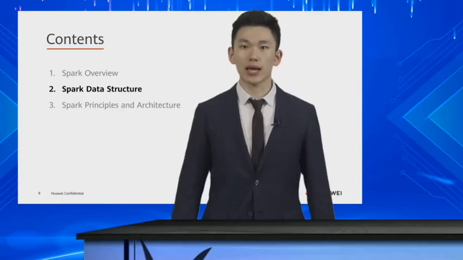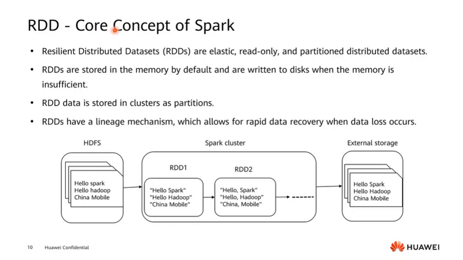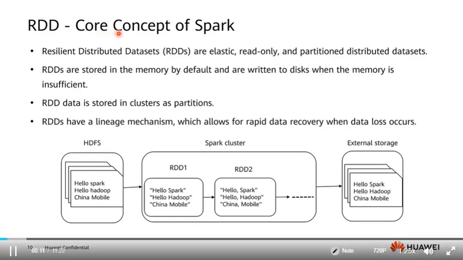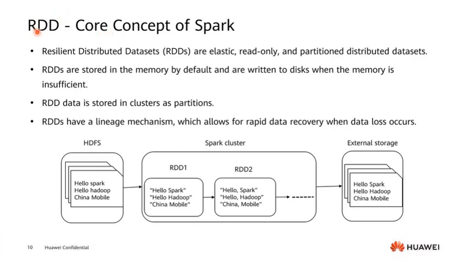Then we can have a look at the Spark data structure. In this part, we will learn the core concept of Spark, which is RDD. RDD is short for Resilient Distributed Datasets. RDD is the abstraction of the basic data by Spark. We have learned HDFS. HDFS stores data by block. And similarly, RDD can also be seen as a collection of data.